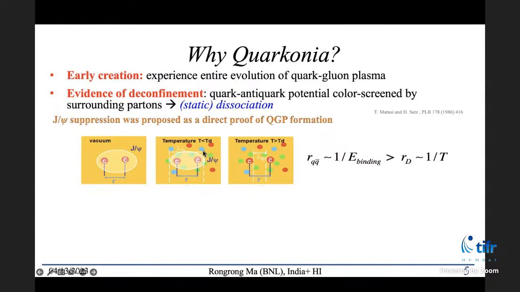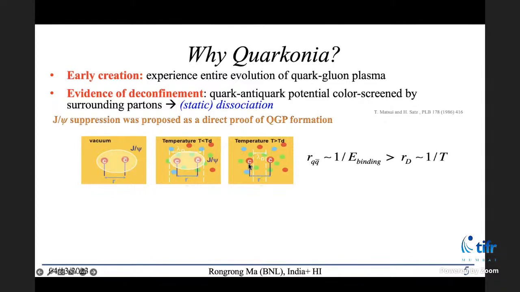the Debye length of the medium, which you can think of as the typical resolution of the medium, is larger than the size of the J/psi. Then the medium cannot see what's inside the J/psi. It just sees the J/psi as a whole, and the J/psi can remain intact while going through the medium. However, if the temperature of the medium goes higher, or in other words, if the resolution length becomes smaller than the J/psi, the medium can actually see what's inside the J/psi. If that happens, these quarks and gluons can screen the potential between the charm and anti-charm and dissociate the J/psi.